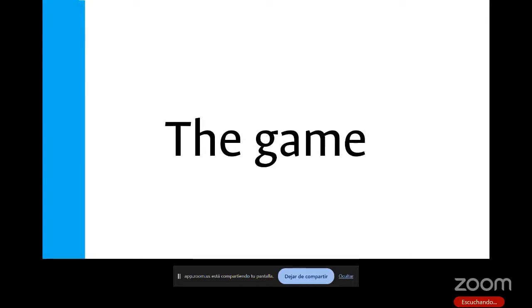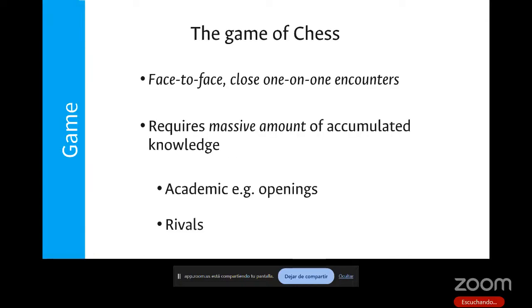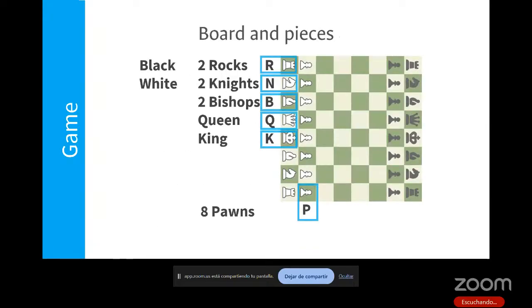So how is the game? I guess that most of you play chess. It is important to say that it requires a massive amount of accumulated knowledge, which is part academic, related with the openings, and part is related with the rival. So we have the board, the pieces: rooks, knights, bishops, queens, kings.